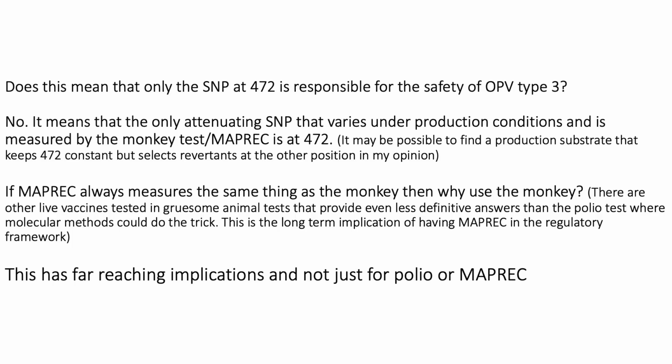Does that mean then that the SNP at 472 is responsible for the safety of the oral polio vaccine type 3? The answer is no, it isn't. What it does show is consistency of production from one batch to the next. It only means that the only attenuating SNP that varies under production conditions and is measured by the monkey test or the MapRec test is at 472. It could be possible to find production substrates that would keep 472 constant and revert the other mutation, but we don't use that. What we do is we use this thing.